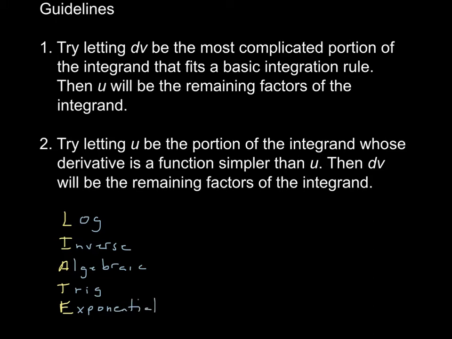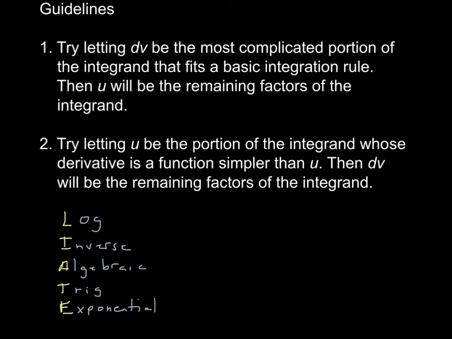Those are what we have in terms of our choices. And so the idea is that when you're trying to make a choice on what you're going to pick for u, you start from the top, work your way down. So if I look at a problem and I have a log in there, that's going to be my first choice to let u be, because I know the derivative of natural log is 1 over x.